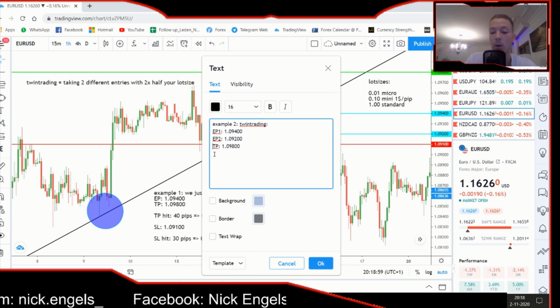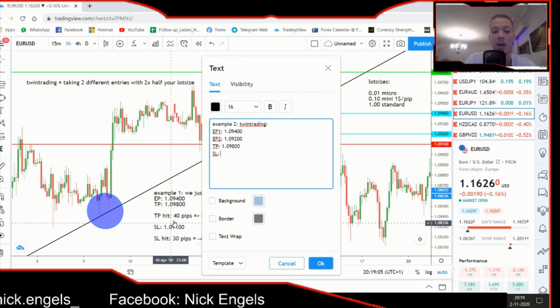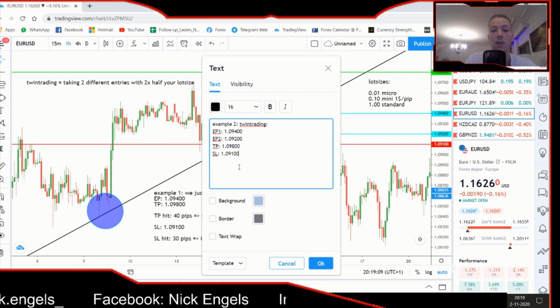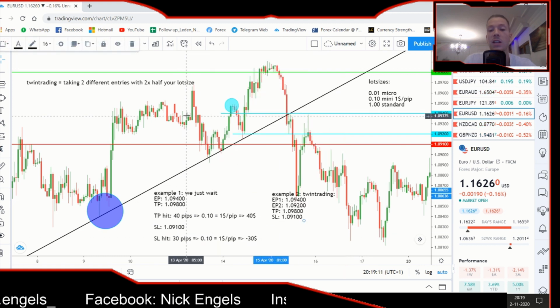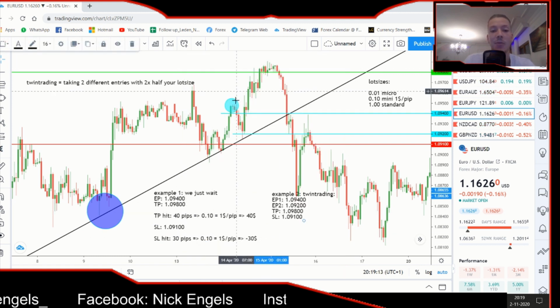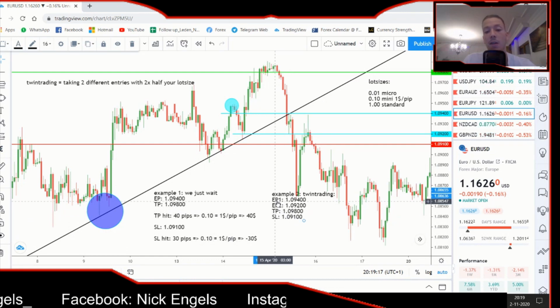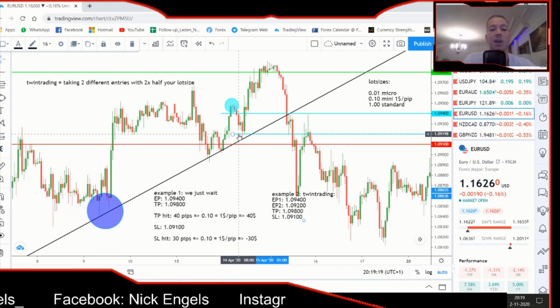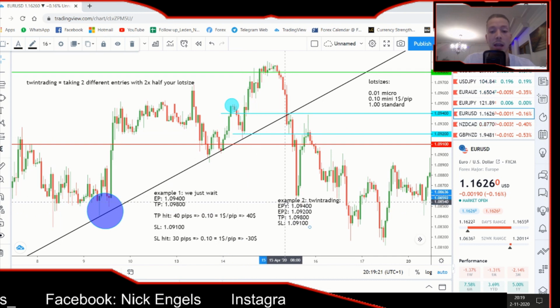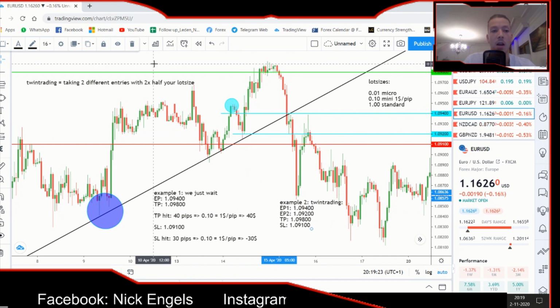And our stop loss is at exactly the same place as in our first example. So nothing really changed, right? Our stop loss is still 1.09100. Nothing really changed except the second entry. The TP is the same, the stop loss is the same. The first entry is the same, we just have a second entry being added, all right? Now take a look at this.